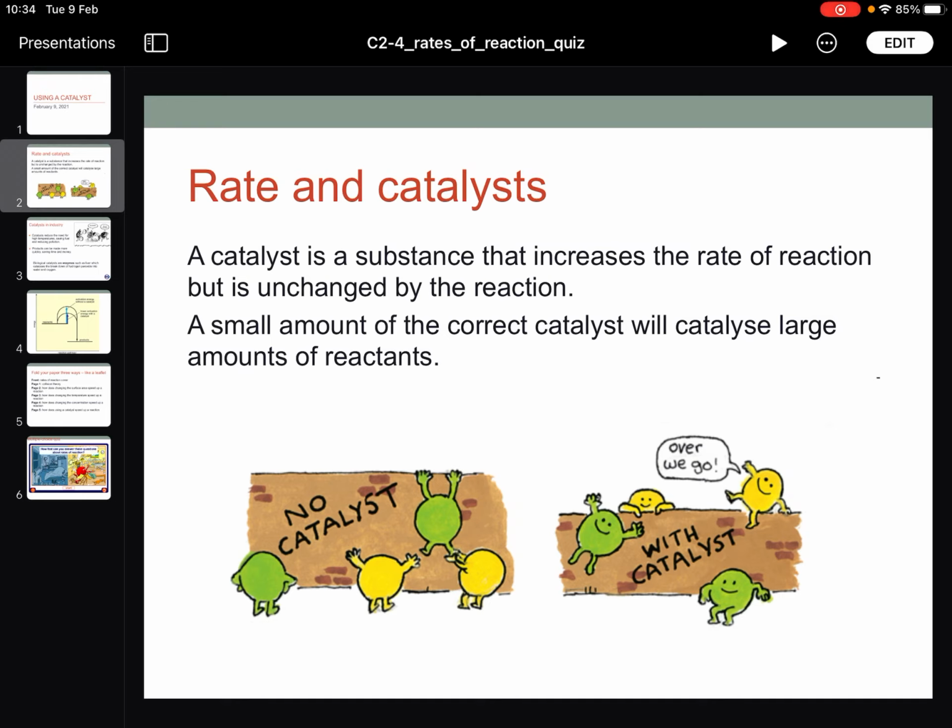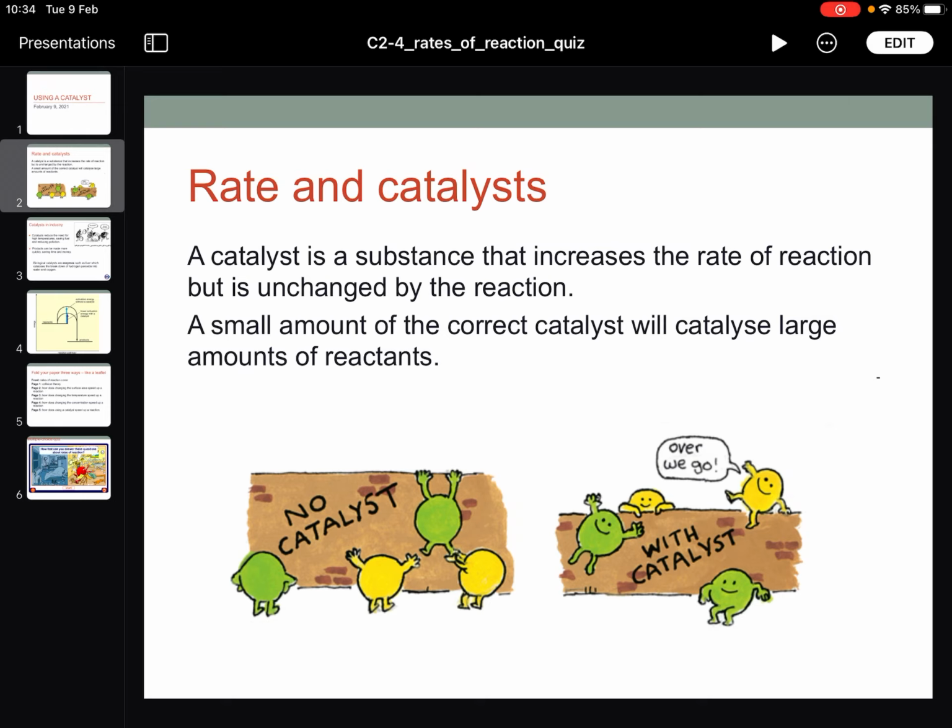A small amount of the correct catalyst will catalyse, as in speed up, large amounts of reactants. So, let's say you were reacting marble chips, so calcium carbonate, and hydrochloric acid. That was your reaction. A catalyst is something that you would add in, which would speed up the reaction. It doesn't react with them, it's not involved in your reaction, it's just speeding it up. So it's still the marble chips and the acid that are reacting together, but by putting the catalyst in, you've made that reaction quicker.